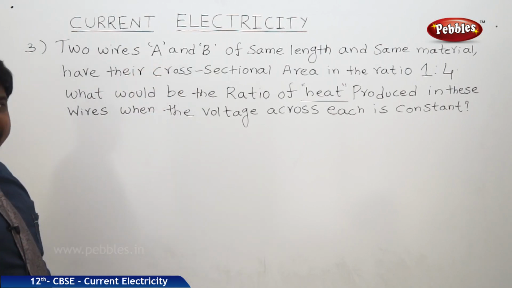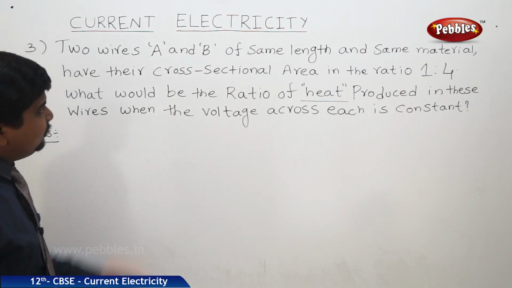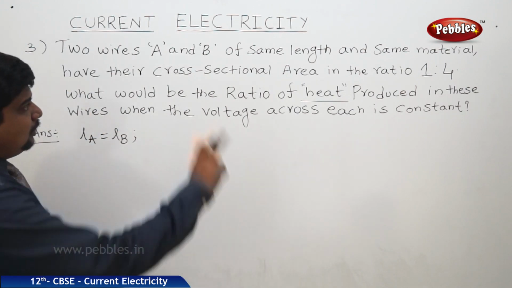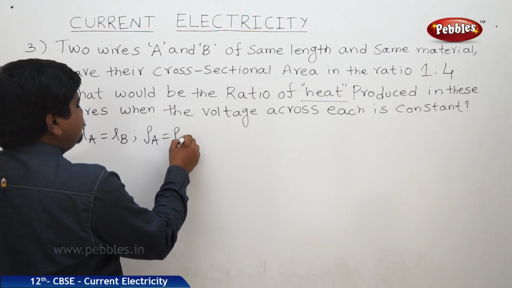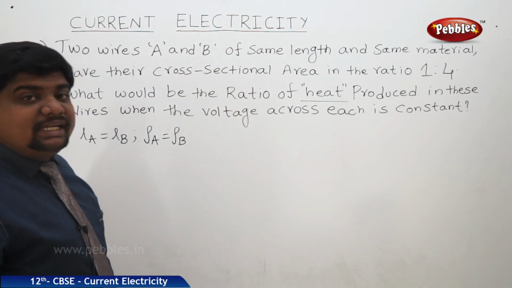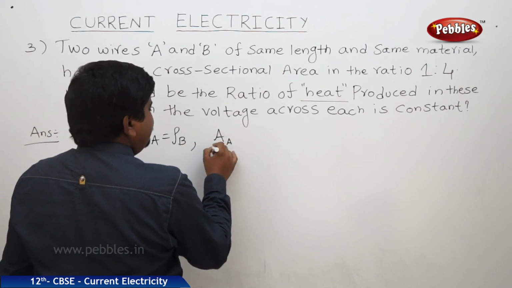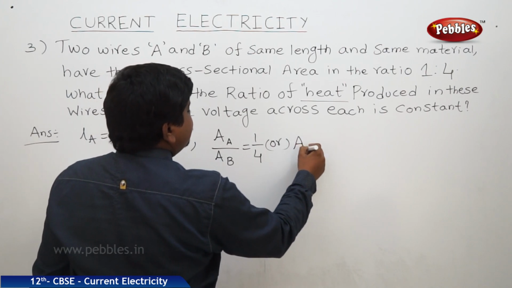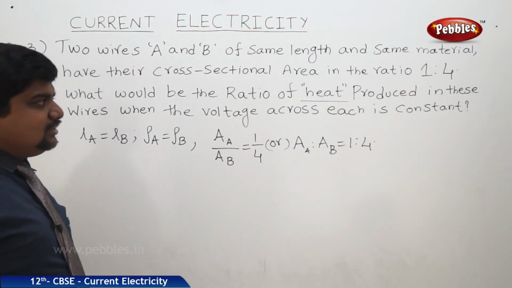There are two wires A and B of same length. So therefore, just try to visualize the problem. Two wires of same length. What we can write now? LA is equal to LB. And same material means rho A is equal to rho B. Its resistivity is also same because of the same material made. Have their cross-sectional area in the ratio 1:4, but there is a difference in the cross-sectional area of the material like this. AA by AB is equal to 1/4, or area of the wire A is to area of the wire B is equal to 1:4. There is a ratio in the areas of the conductor.